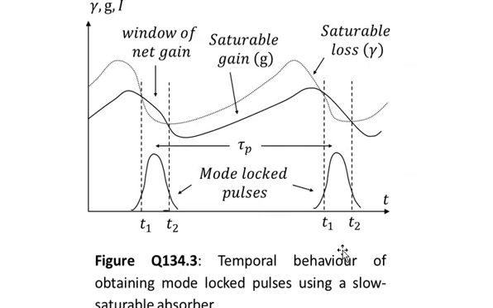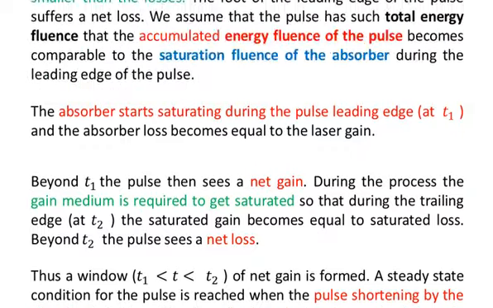So just at a time t1, you can see in this region the net loss and the net gain are equal to each other. But as you go beyond the value of time t1, the loss becomes smaller than the gain. So net gain is generated and the pulse is magnified there, or the pulse can pass through in the region.